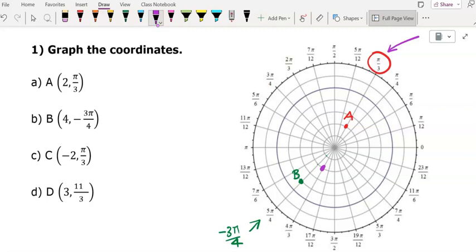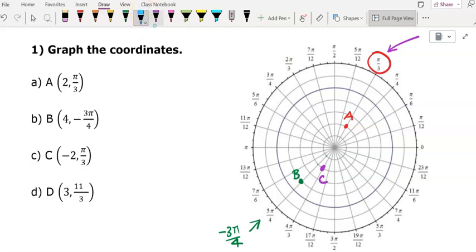They're supplementary. They make up our 180 degrees or pi, okay? So if I take that pi over 3 and I add pi to it, I end up over here at 4 pi over 3. So here's C.